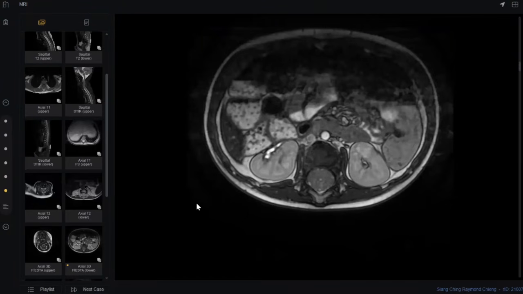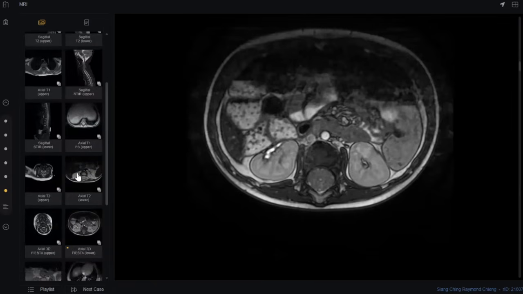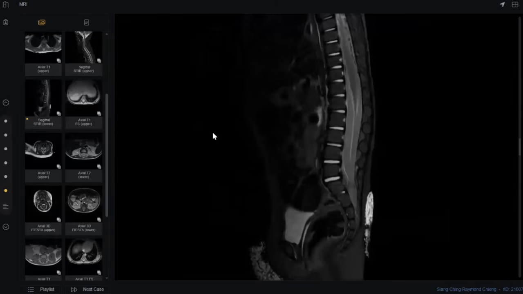Which sequence do you want? Ask only for one sequence. I want a sagittal post-contrast sequence. Okay, but the examiner told you this is the only available sequence. Right, sir. Sagittal STIR.